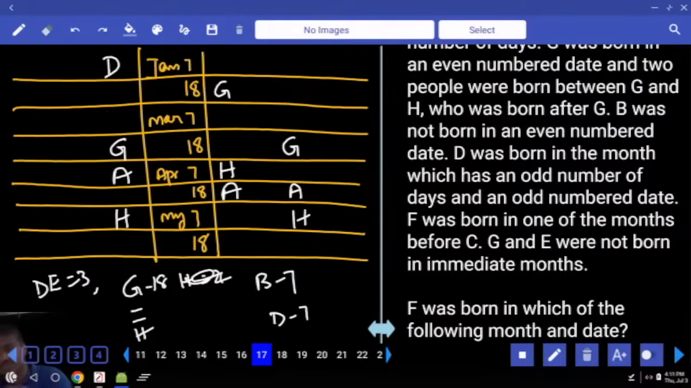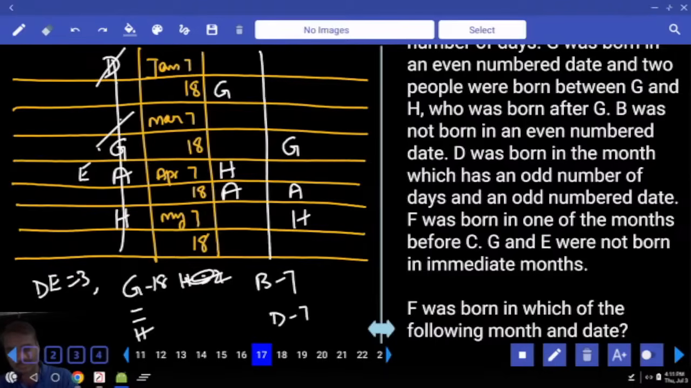Then D is here. Can D be at this place? 1, 2, 3. Now E is here, which is not possible. Hence D cannot be here. And that is the only possibility we have, and this condition is completely ruled out.